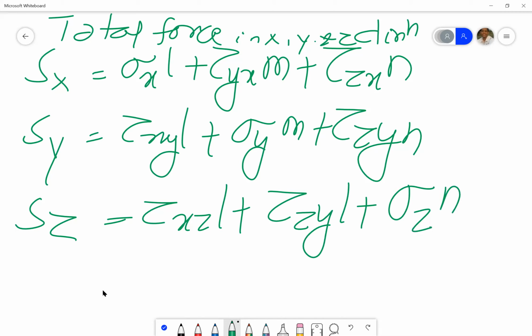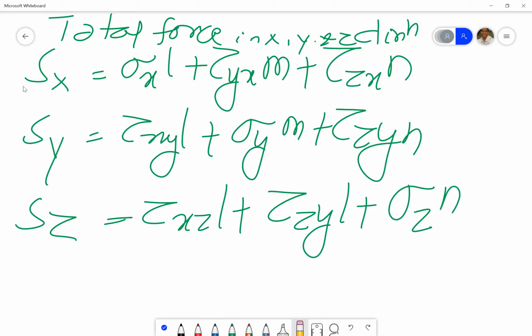This is the total force. Force means that in the stress, area is multiplied. Everywhere area is multiplied, so it will be cancelled, and we are not writing A here. I think you will understand this equation, the total force. This is not the stress. As you know, Sx, Sy and Sz are the components of the total stress S.